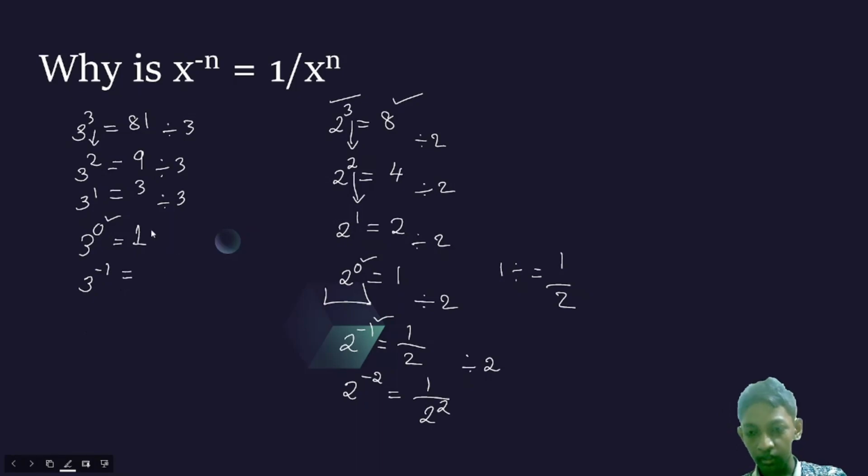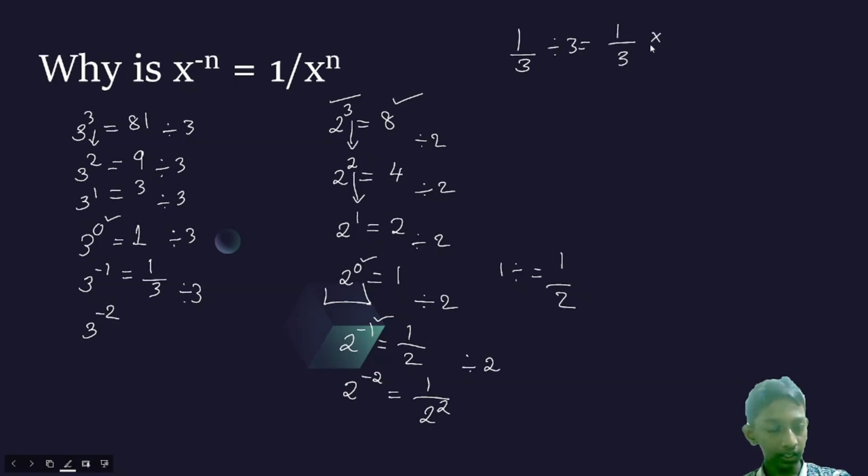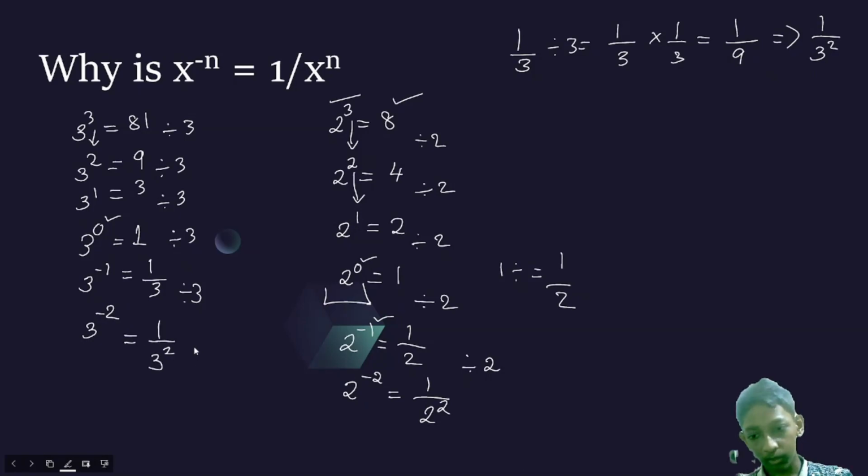So this is equal to 1 divided by 3, which is 1 by 3. And 3 raised to the power of minus 2: minus 1 minus 1 is minus 2, and 1 by 3 divided by 3 is equal to 1 by 3 into 1 by 3. So that is equal to 1 by 9, and 1 by 9 is equal to 1 by 3 raised to the power of 2. So the value of 3 raised to the power of minus 2 is equal to 1 by 3 raised to the power of 2.